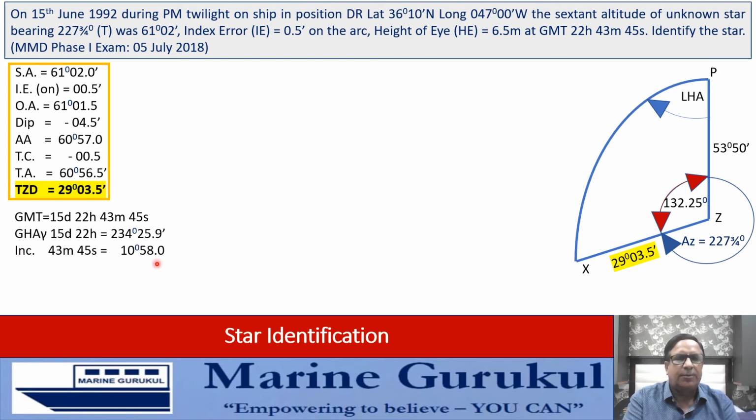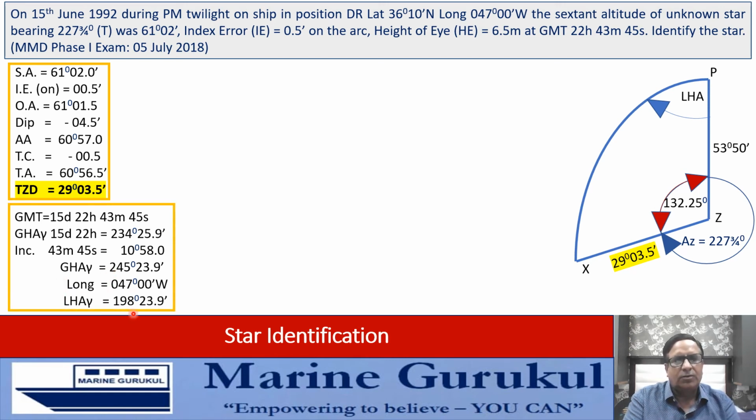Increment from increment tables for 43 minutes 45 seconds. And this is the GHA Aries. To this we apply the observer's DR longitude, and we get the LHA Aries, longitude west, GHA best. So we subtract, and we get the LHA Aries out here as 198 degrees 23.9 minutes.